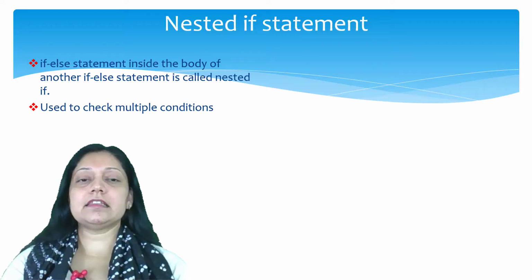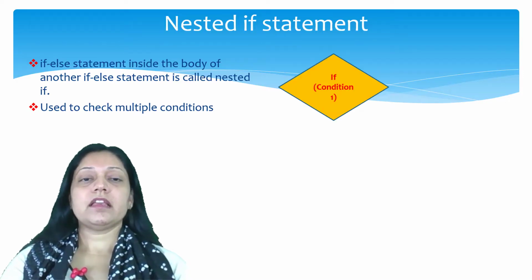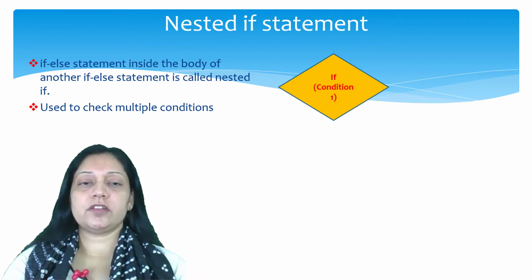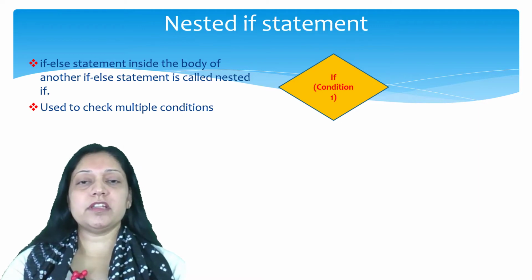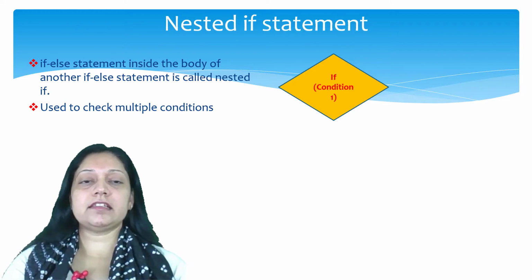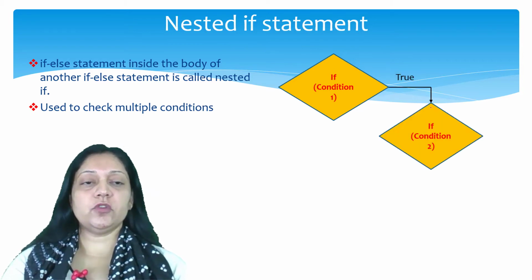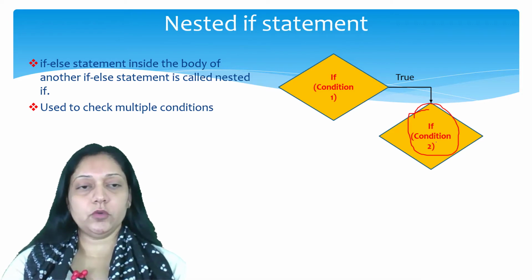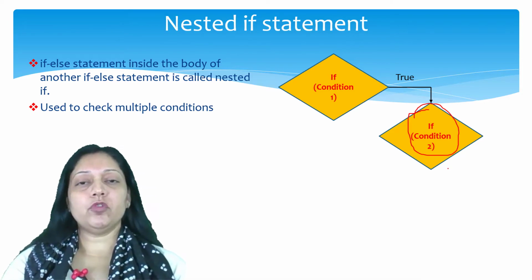Let's understand this with a diagram. First, you check condition 1. See, I've used a rhombus symbol for checking the condition. So, I'm checking one condition, that is if condition 1. The output would be either true or false. If the condition is true, then I'll check for a new condition, that is if condition 2. Again, I may have two outputs, either true or false.